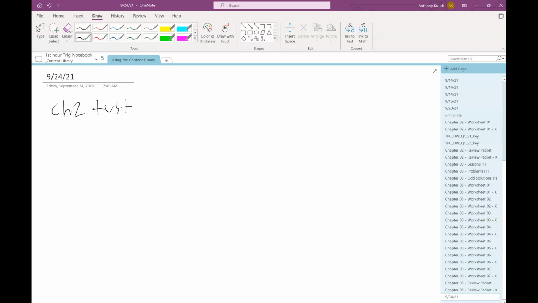So, chapter 2 test. Things that we should be able to do. We'll have 2 questions where we're going to convert from degrees to radians. I'm going to ask that you leave that answer as a fraction, like a fraction of pi. And we'll have 2 questions where we'll go from radians to degrees.